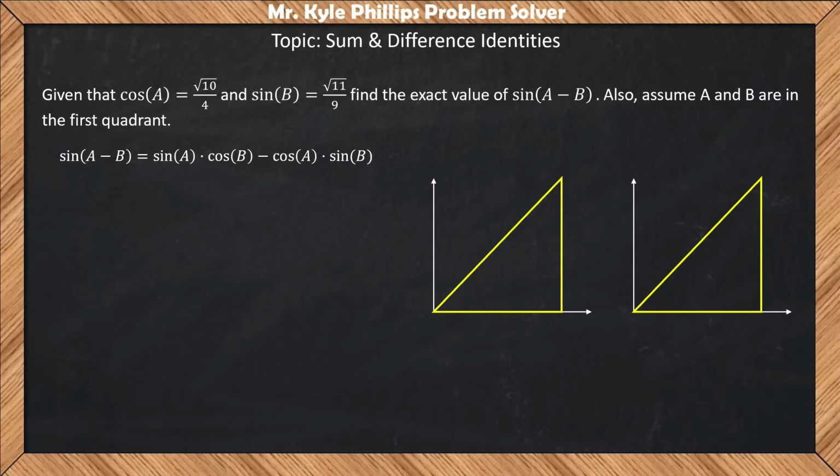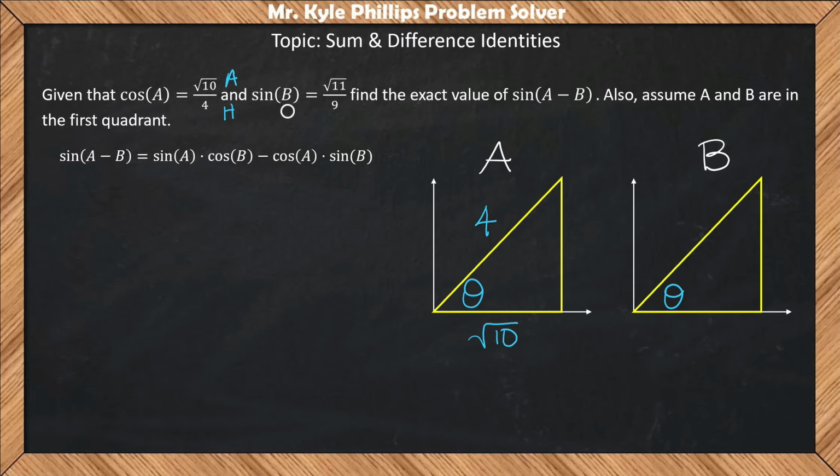So you'll notice that what I have done is I've drawn out two triangles. One's A, one's B, and we're assuming that they're in the first quadrant, so here are our reference angles. Now, in the problem, they give us a lot of information. They tell us cosine of A is root 10 over 4. Well, we know that cosine is the adjacent leg over the hypotenuse. So if I come down here to my reference angle, this is my adjacent leg, so that's going to be the square root of 10, and my hypotenuse is going to be 4.